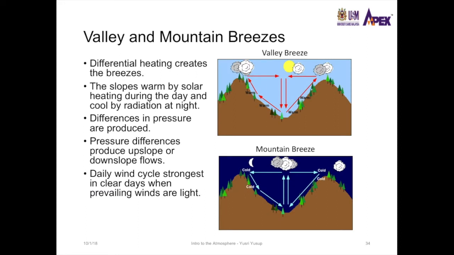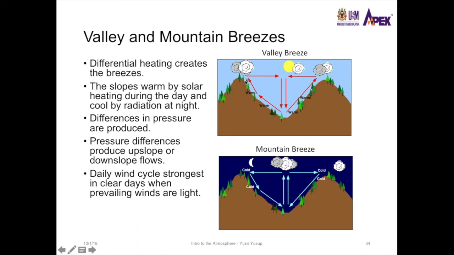The valley and the mountain breezes are, just like the land-sea breezes, caused by differential heating of the slope of the mountain and valley. The slopes are warmed by solar radiation, or solar heating, during the day, and cooled by radiation at night. In the valley, during the day, it is cooler compared to the top of the mountain, and warm air on the sides of the mountain rises.